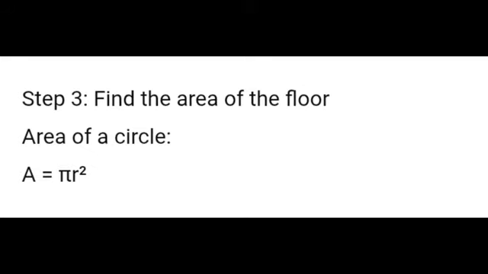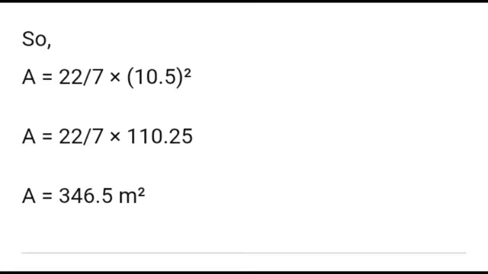Step 3. Find the area of the floor. The area of a circle equals pi multiplied by radius multiplied by radius. So area equals 22 divided by 7 multiplied by 10.5 multiplied by 10.5. 10.5 multiplied by 10.5 equals 110.25. Then multiply by 22 divided by 7. This gives the area as 346.5 square meters.